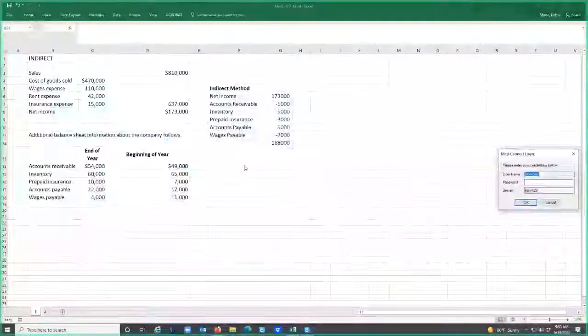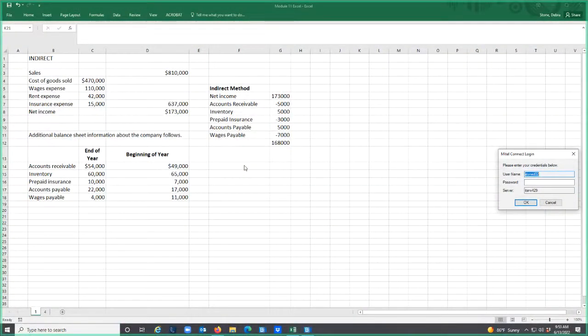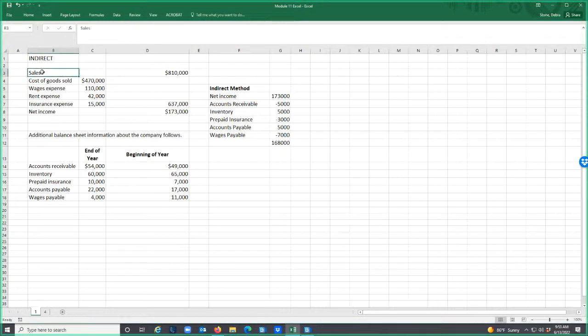So today I'm looking at two problems out of Module 11. One is problem 1, and the second one is problem 4. The first one is using the indirect method, and the second one is using the direct method. So we're analyzing cash, and what we know in the beginning in the first problem is they give us sales, cost of goods sold, wages expenses, rent expense, insurance expense, and then net income.